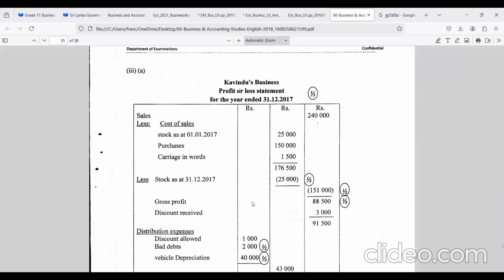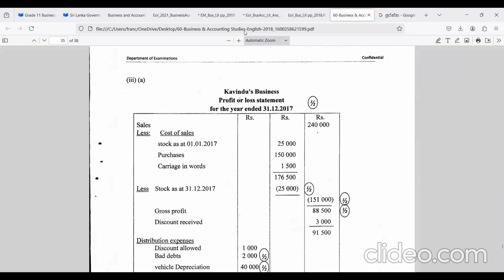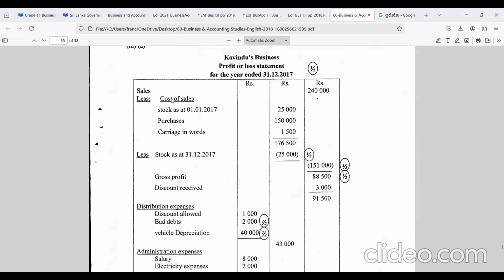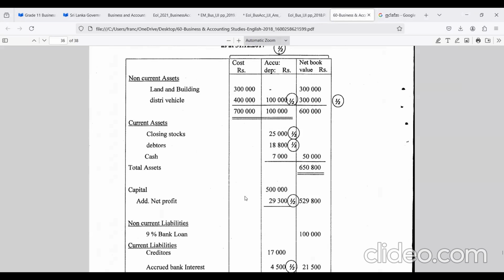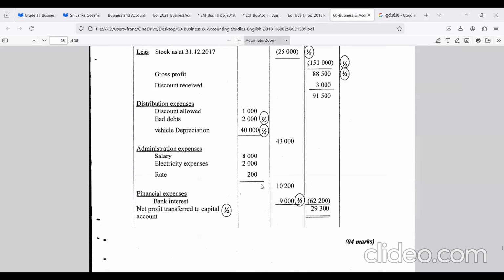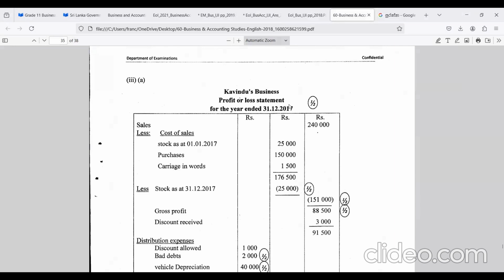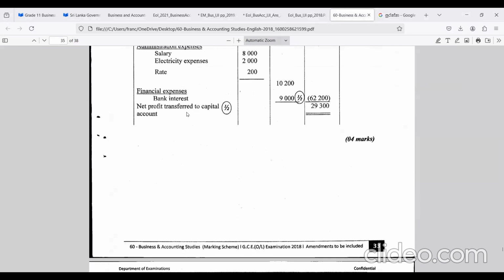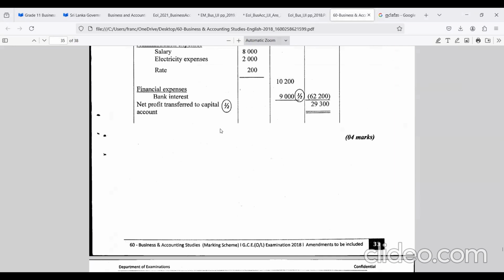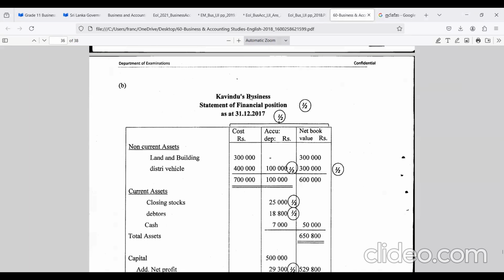Okay, so this is the 2018 sum. Again, you have to write the name of the business, the year, and all the details. So you have to draw the format first, both the formats. Now see, write in the name here, half mark. Write in net profit transfer to the capital account, another half. Write in the name here, half mark. Writing cost, accumulated depreciation, net book value, half mark. So 2 marks you have already earned.